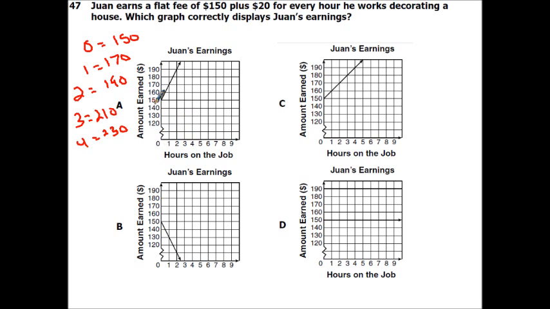And now I can probably check and see what I have. So at 0, I'm at 150. And at 1, I should be 170, so that's good. 2, 190, so that's good. So far, that one's looking pretty good. This one's going down, so that's not right. This one's going flat. That would mean I just make the same money each time. It says 1 hour, 160, 2 hours, 170, so that's not right. So A would be our answer in that.